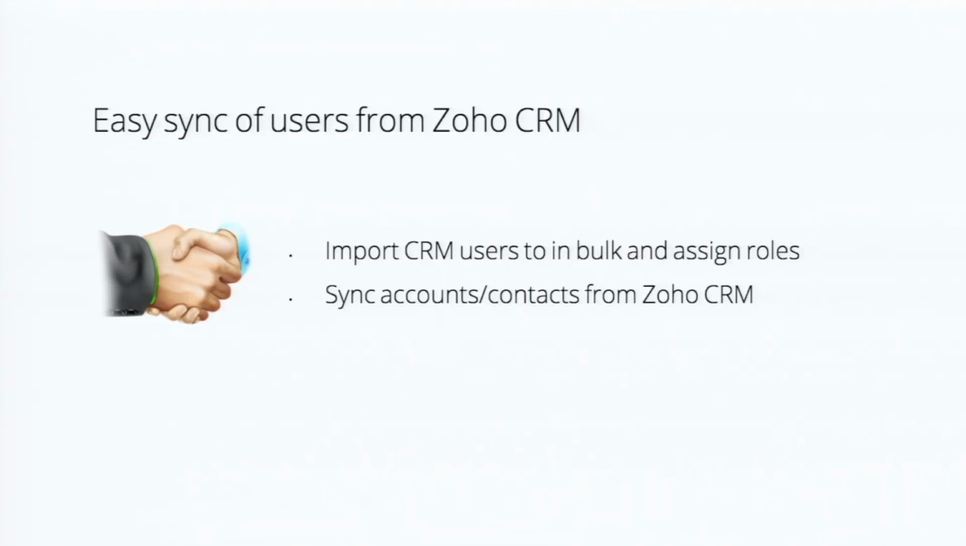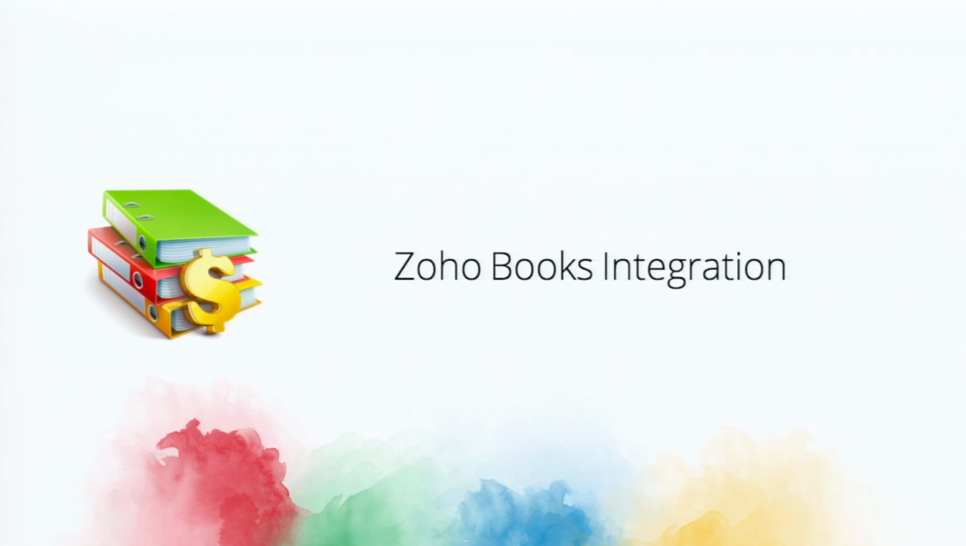One, you can say, these are all my sales users, salespeople from my CRM system. I want to give access to all these salespeople, and you can directly do that within Expense. So within Zoho Expense, you can import all your users from Zoho CRM and provide them access to the expense management app. Now, next one is Zoho Books integration.